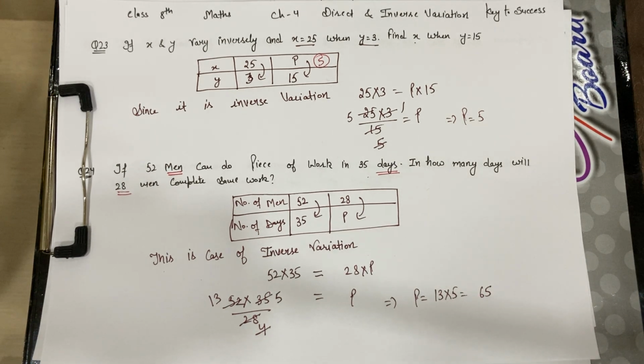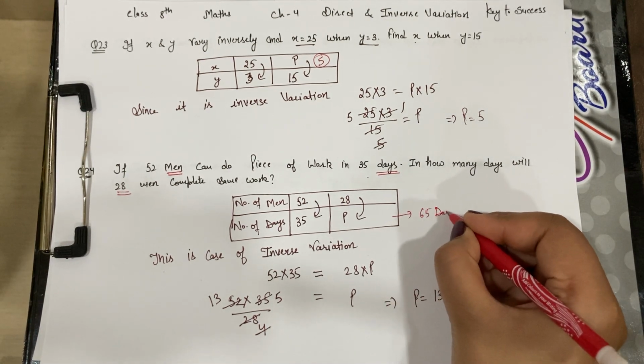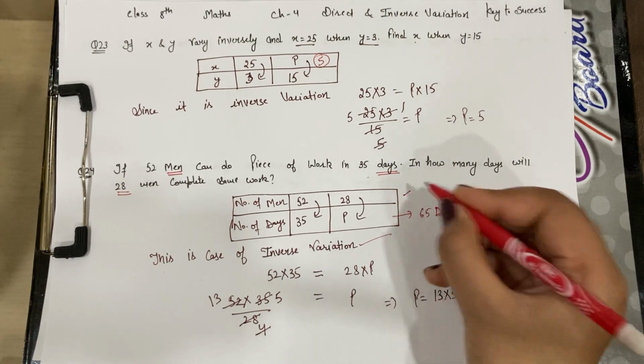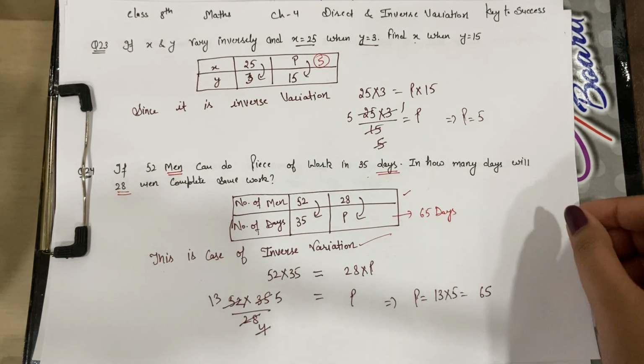Now 65 days will be spent. Hence the number of days are 65. Correct? Writing this is compulsory as it consists of marks. Writing this table is compulsory as it consists of marks. Both the questions were related to inverse variation. Now let us do one example of direct variation.